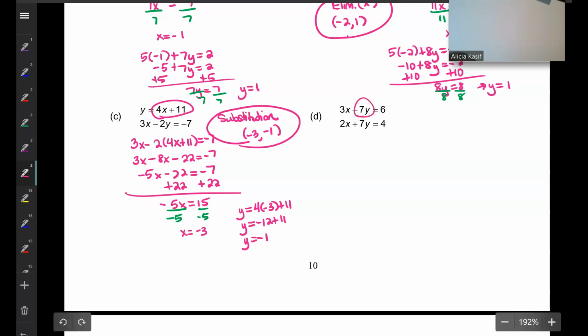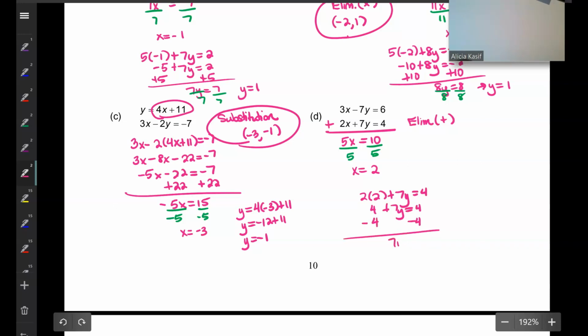And lastly, I see these are opposites of each other, so I'm going to do elimination by adding. So I get 5x equals 10. So x equals 2. I'm going to plug into the second equation. Again, it doesn't matter which one. But when I divide, 0 divided by anything is just going to be 0. So my solution is 2, 0.